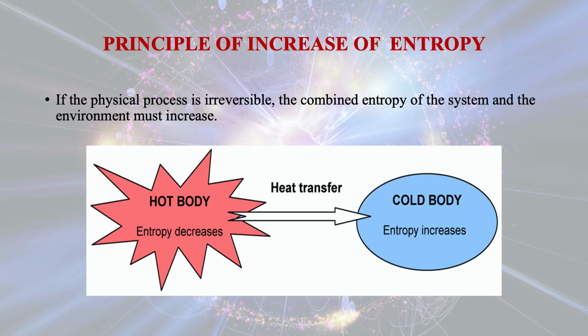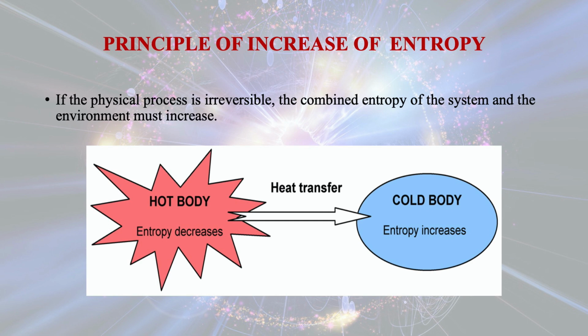Now in this diagram you see there is a hot body, there is a cold body, and there is heat transfer from the hot body to the cold body. For the hot body, since there is a heat loss, the temperature will reduce in the process of heat transfer, and there is a decrease in entropy. And the cold body will receive heat from the hot body due to the heat transfer. For the cold body, since the temperature is rising, there is more randomness, more disorderedness of the system, and the entropy will increase.